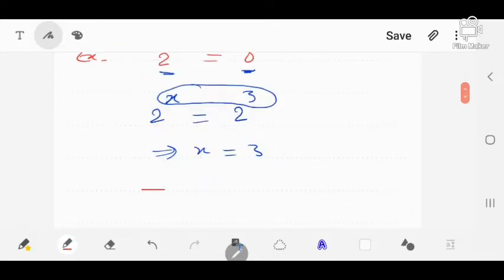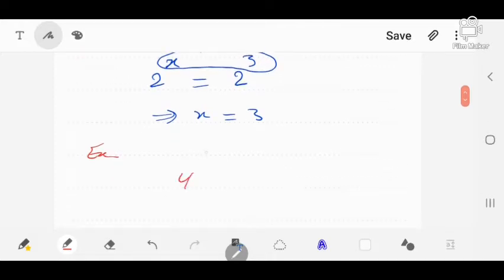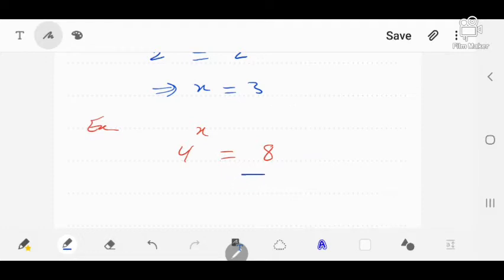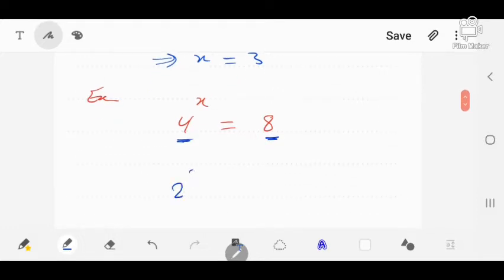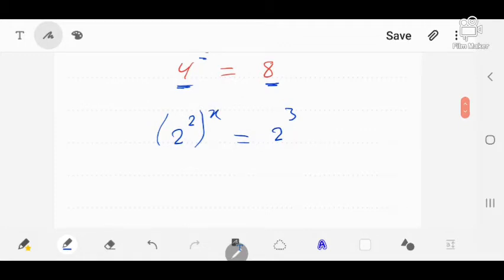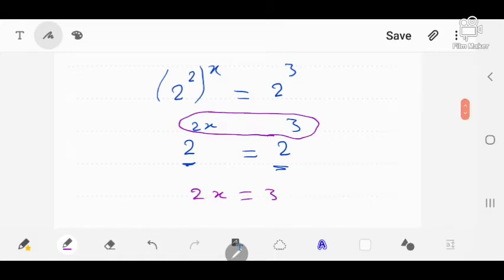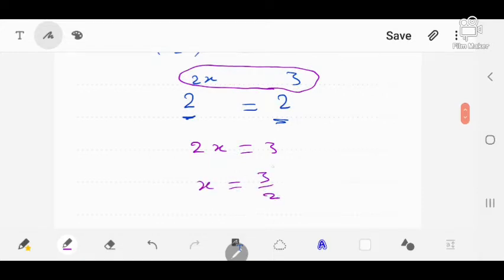Okay, what about this example? 4 to the power of x equals 8. Here's the problem. Can we make 8 4 to the power of something? Of course not. What can I do? We have to think in both sides actually now. 4 can be written as 2 squared, and all of that to the power of x. And 8 also can be written as 2 cubed. So let's have a look now. 2 to the power of 2 to the power of x, this means 2 to the power of 2x. Power to another power, we multiply them. Equals 2 to the power of 3. Now we have same bases, which means exponents should be the same. So 2x equals 3, which means x in this case is equal to 3 over 2.